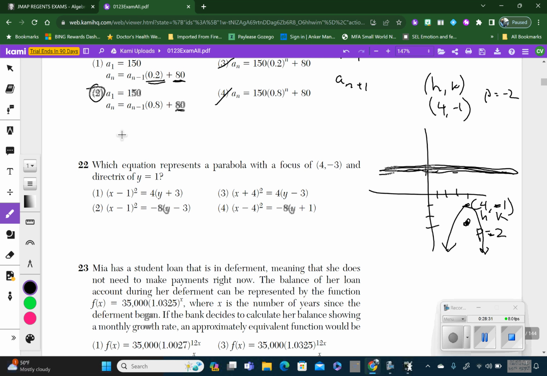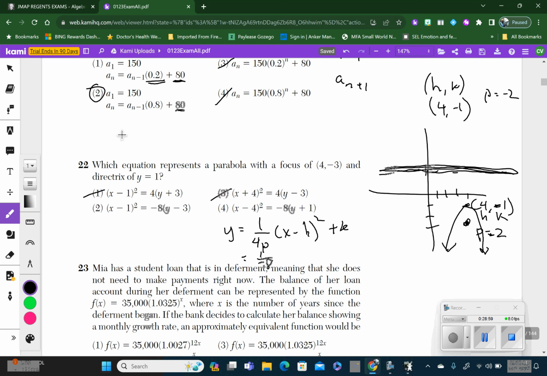So now I plug it into my formula, right? So my formula is y equals 1 over 4p times (x minus h) squared plus k. And so now I'm just going to plug in some numbers. So 1 over 4 times p, where p is negative 2, that's negative 8. So I have to have a negative 8 in it. So automatically 1 and 3 are out.